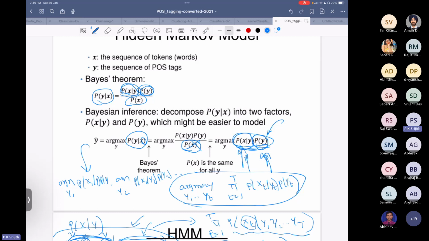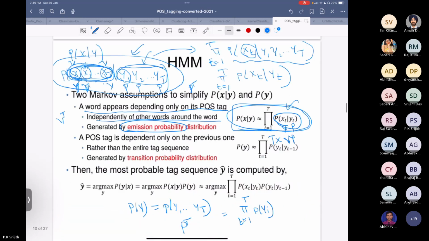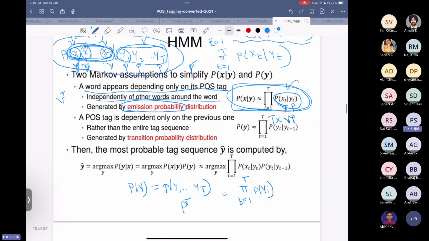Okay, so you see when you go for that assumption over y, p of y to be written as a product over t equal to 1 to T of p of yt, then we are back to point-wise prediction. We won't be able to capture any dependence among the different labels. So we don't want to do that. We want to somehow capture the dependence also.